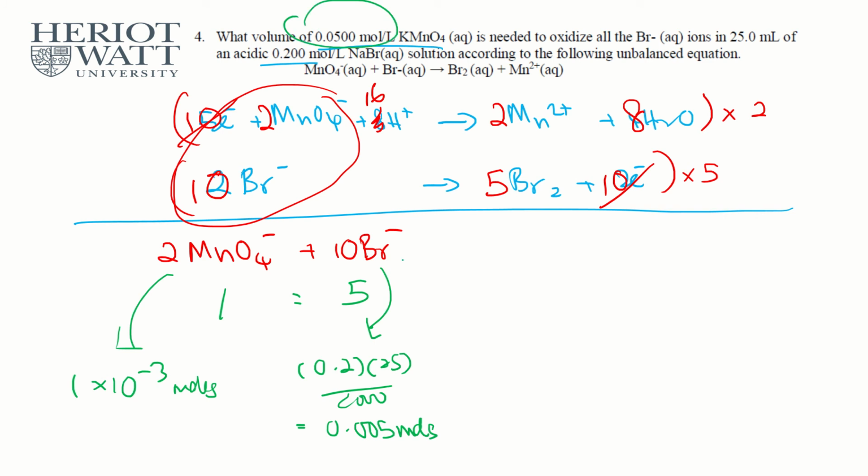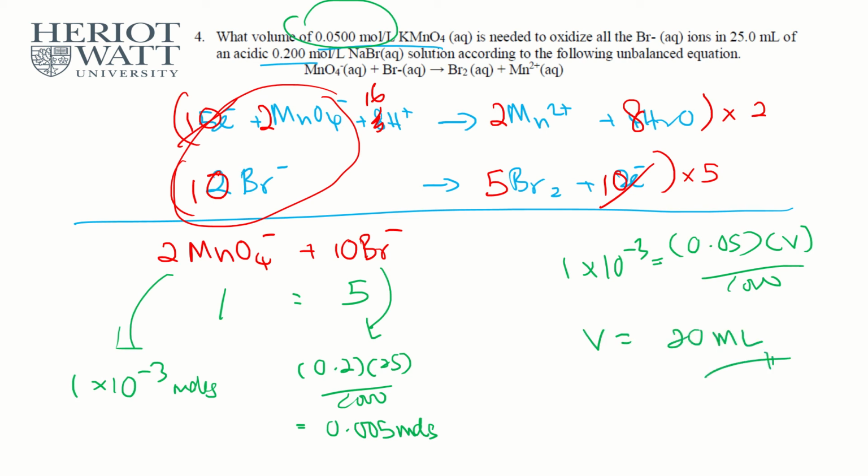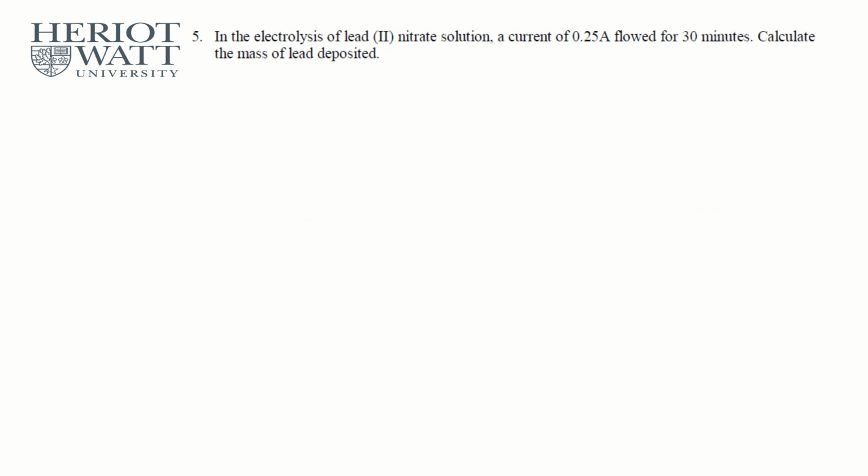And what is the concentration? 0.05. Oh, nice. So you can get the volume now. 1 times 10 to the power negative 3 equals to 0.05, which is M. V is what we are looking for. Divided by 1,000, so times 1,000 over 0.05. So volume needed is 20 ml. That's the volume needed. Done. All right.